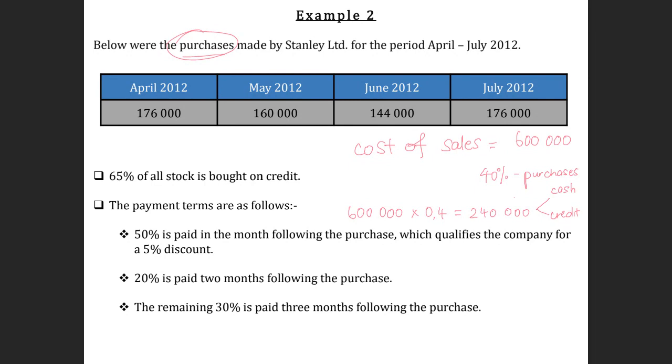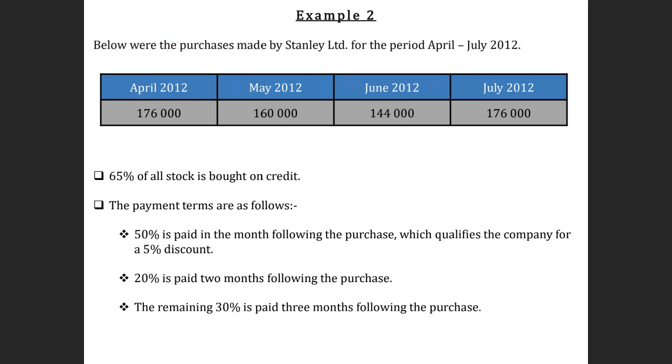So please make note of that. This example, however, was quite straightforward. It had the purchases already, so you just needed to work out what percentage was on credit. So they gave you the figures for the month of April through to July. They said to you 65% of your stock is bought on credit. So we'll work out that 65% first.